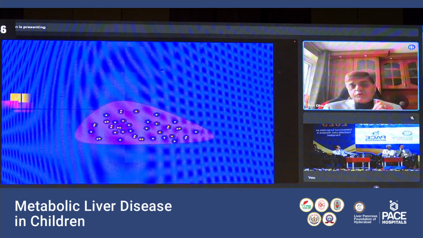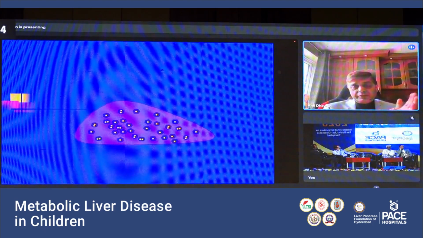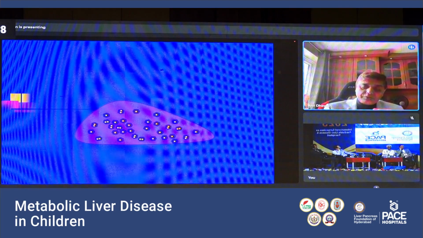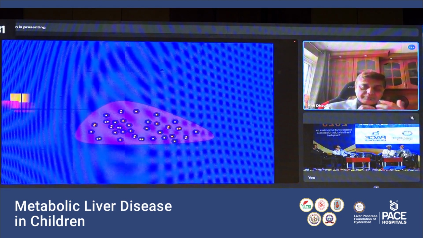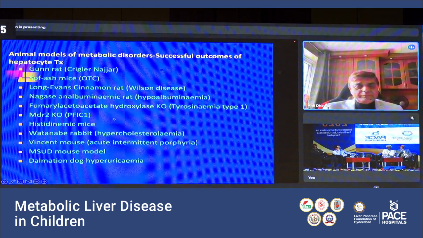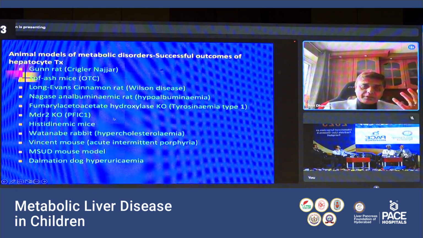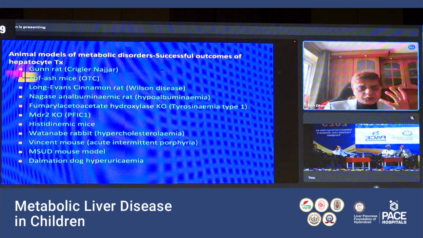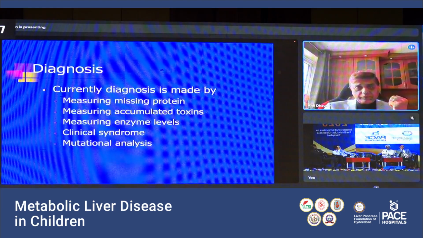For those who do not know about liver cell biology, liver cells do not divide easily outside the human body, and they only divide if you give them a lot of growth factors, but then the risk of malignancy comes. So making liver cells divide is not easy. In animal models, all these animals have been cured of their metabolic defects with liver cell transplantation, but the story in humans is not that straightforward.